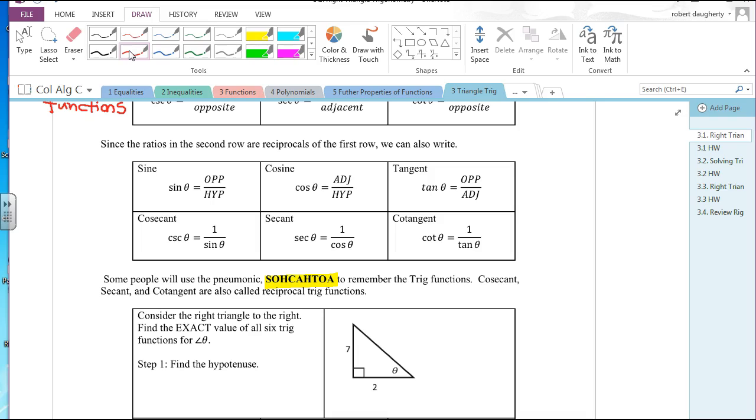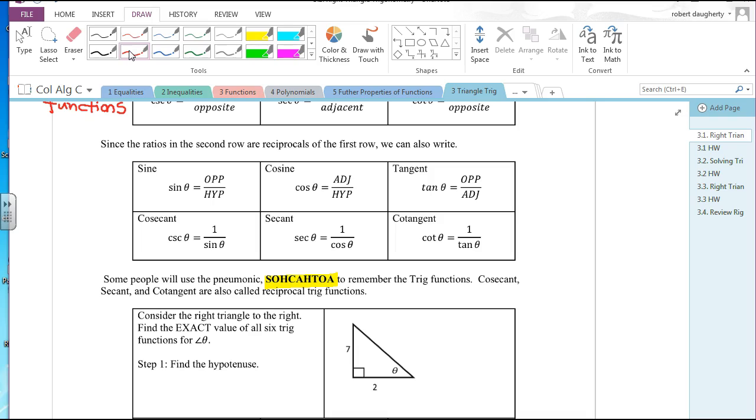Now, the reciprocal functions, guys. Tangent goes with cotangent. In each of these pairings, there's one function that starts with a co, and one that does not, okay? So tangent, cotangent, cosine, secant, sine, cosecant. So sine goes with cosecant. Cosine goes with secant, tangent goes with cotangent.